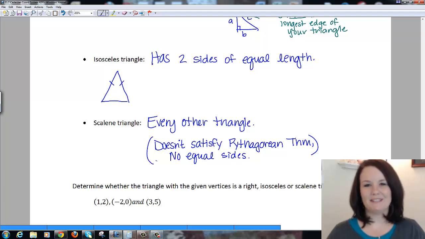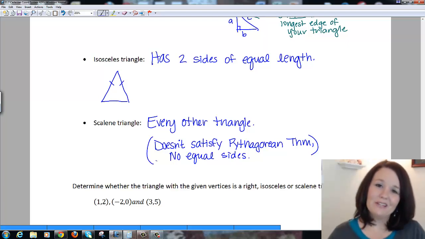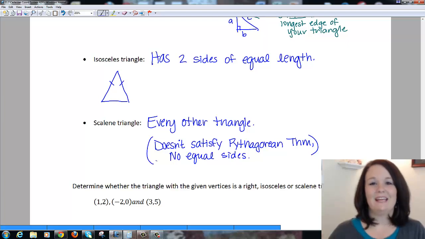So when we're checking for these, we find all the lengths. If there's two equal lengths, then it's isosceles. If there's not two equal lengths, we check to see if it satisfies the Pythagorean theorem, which if it does, it's right.